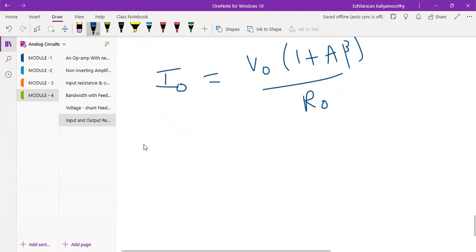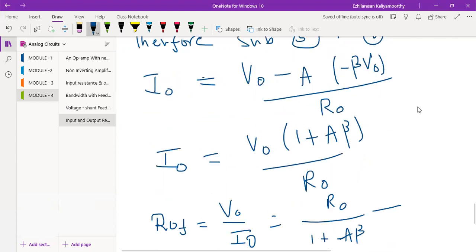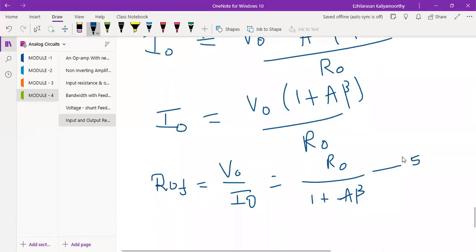So from this I can say, as we know, the RF will be equal to V naught by I naught. So bring this I naught over there, and R naught will go up: R naught divided by 1 plus A beta. So now this is the final equation.